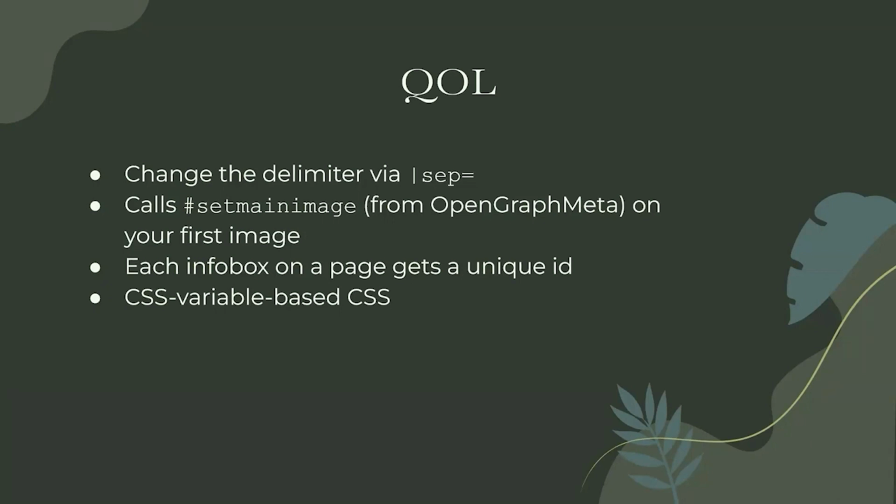Like I said at the start of the talk, assuming that you have Open Graph Meta installed, it will apply set main image to your main image. So if you have multiple images on the page, every now and then, by default, it will give you the wrong image as the featured image for embeds. So set main image is called. And each info box on the page gets a unique ID, so you can link to info boxes to jump to them on the page, assuming that you have the variables extension installed and you keep that code around.